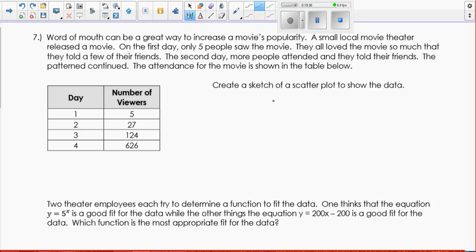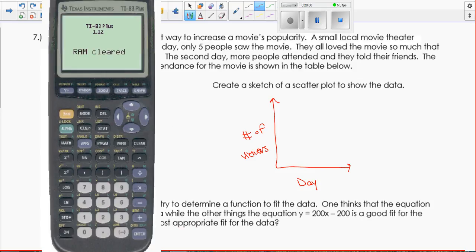So we know that our scatter plot's going to have an x and a y axis. Our x-axis is your days, and your y is your number of viewers. Alright, so go ahead and pause it and then enter this data into your list 1 for X and your list 2 for Y. And then make sure too that you reset your calculator. So second plus 712. Okay? Go ahead and enter your data in.